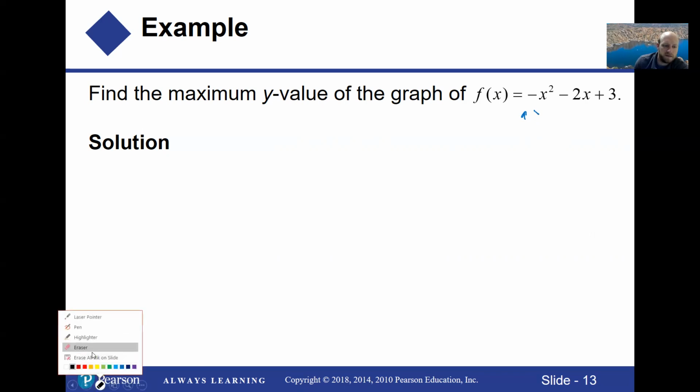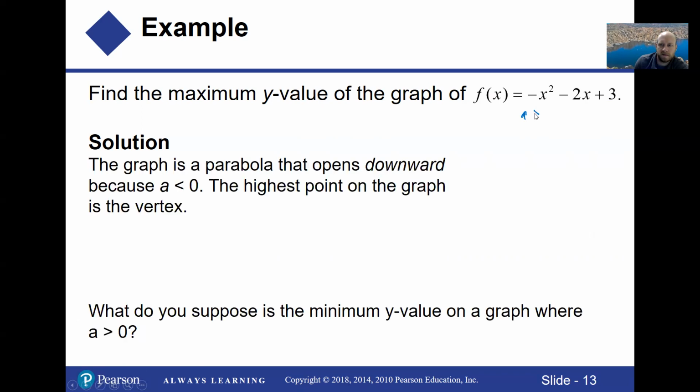It's not erasing. Oh, I see what it wants to do. Can we get rid of that? No.